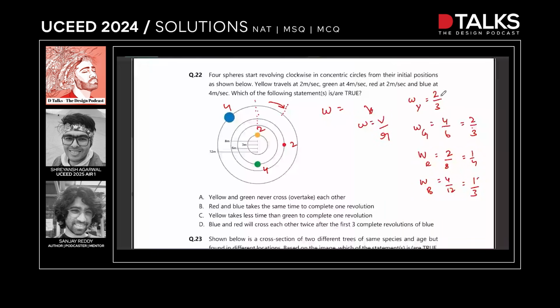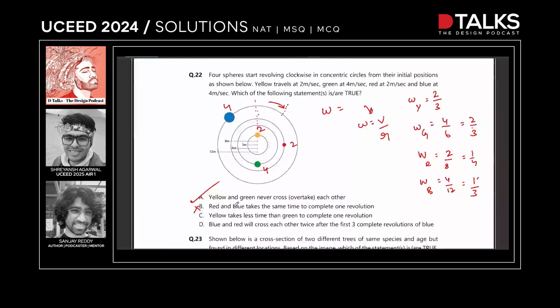So yellow and green never cross or overtake each other. So that is correct because both have the same angular velocity. That means in the same time, yellow completes one revolution, green also completes one revolution. So they're never going to pass each other, no one's going to overtake. So A is correct. Red and blue take the same time to complete one revolution. Both have different angular velocities. That means they're not going to take the same time. So B is wrong.